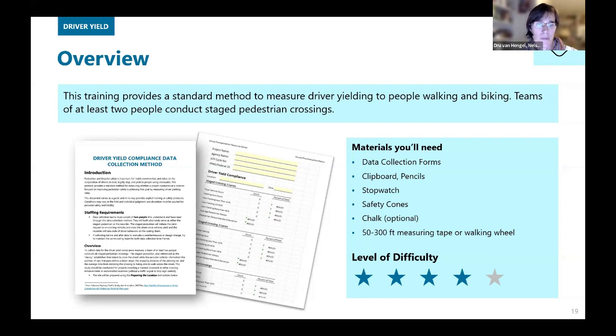As with the other performance metrics we are developing, we've included written instructions and a tool. A screenshot of the instructions and the tool are provided on this slide. Additional materials besides the documents are clipboards, pencils, a stopwatch, safety cones or chalk, measuring tape, and a walking wheel. And on a scale of 1 to 5 for difficulty of effort, we consider this a 4, mainly because of the setup and staff time commitment to collect the data.